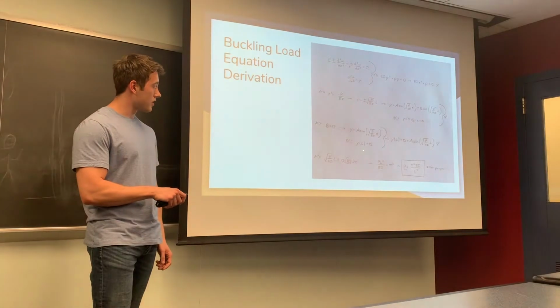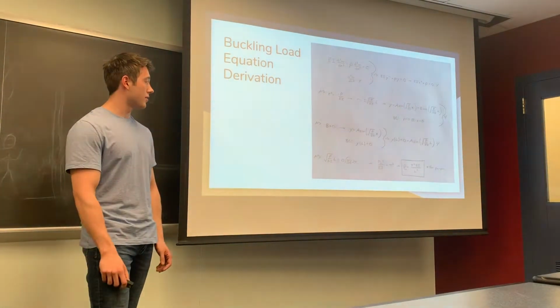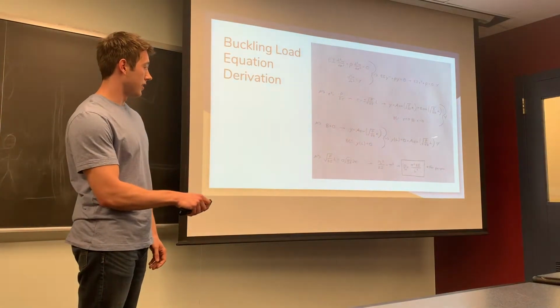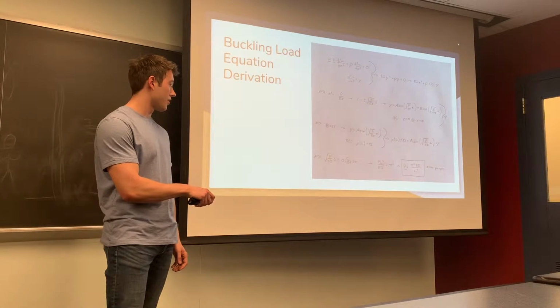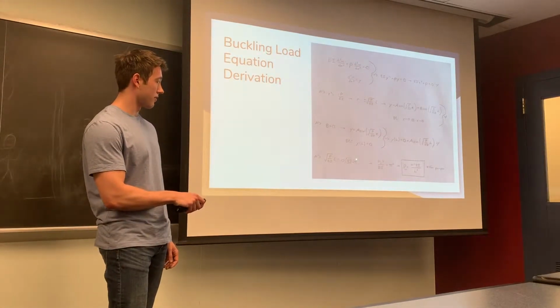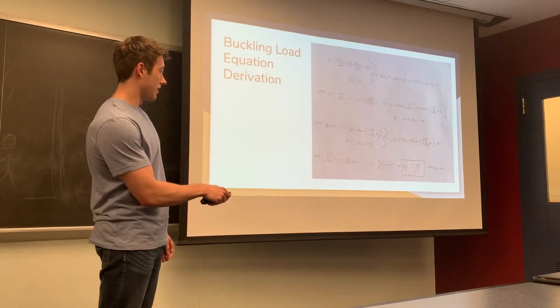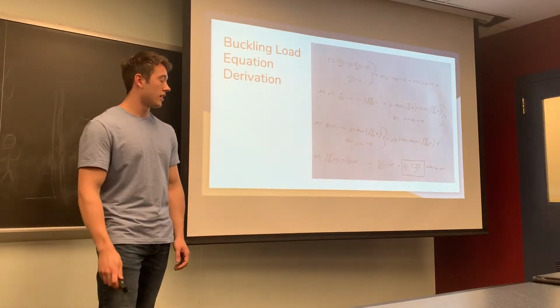Now the other boundary condition is at the other end of the beam, it also equals 0. So you get this, so now the inside of the sine term has to equal 0, pi, 2 pi, etc. You just set it equal to pi for this one, because it's the first node, and you solve and you get the P critical equals pi squared EI over L squared.